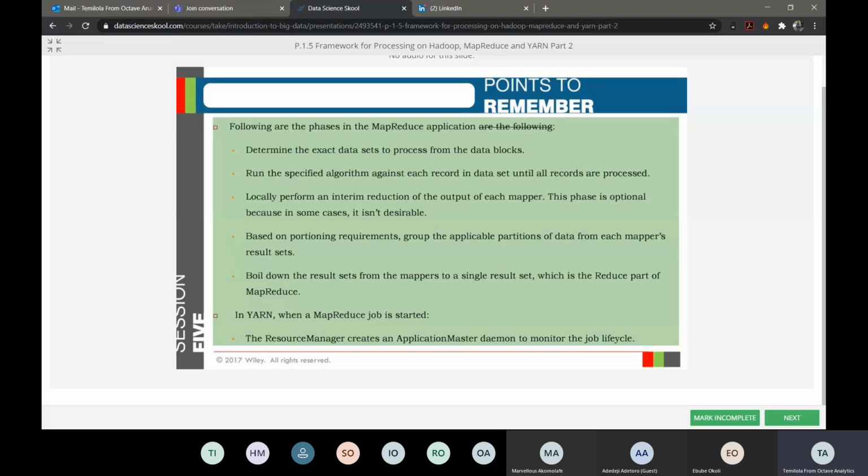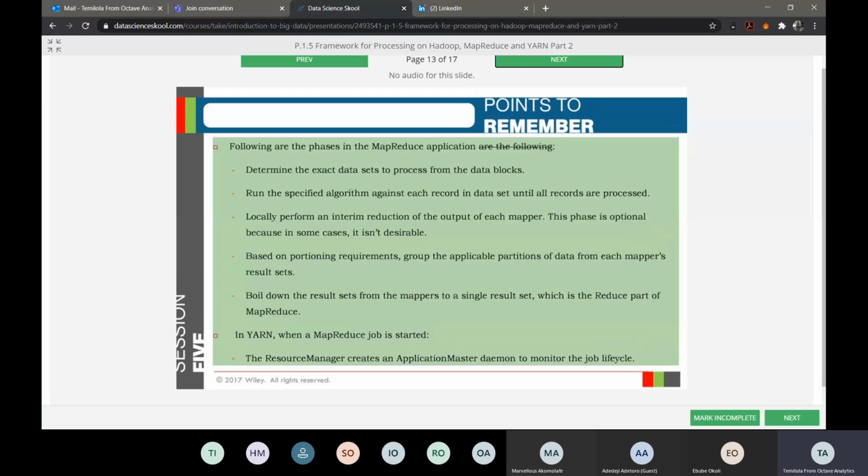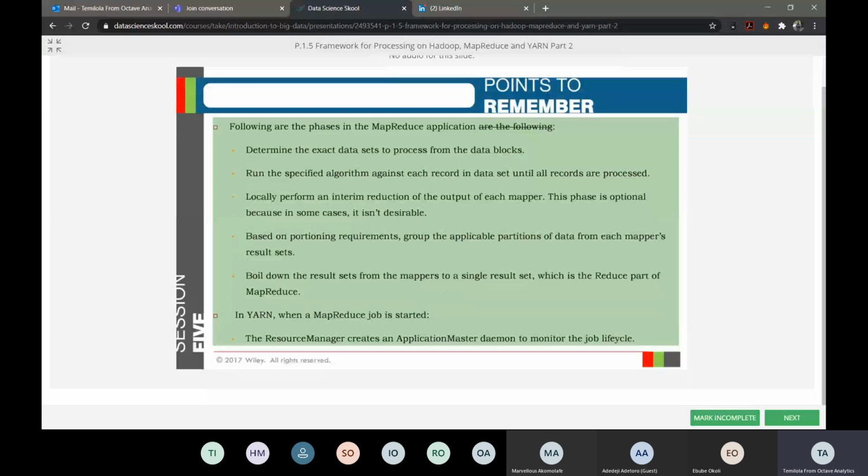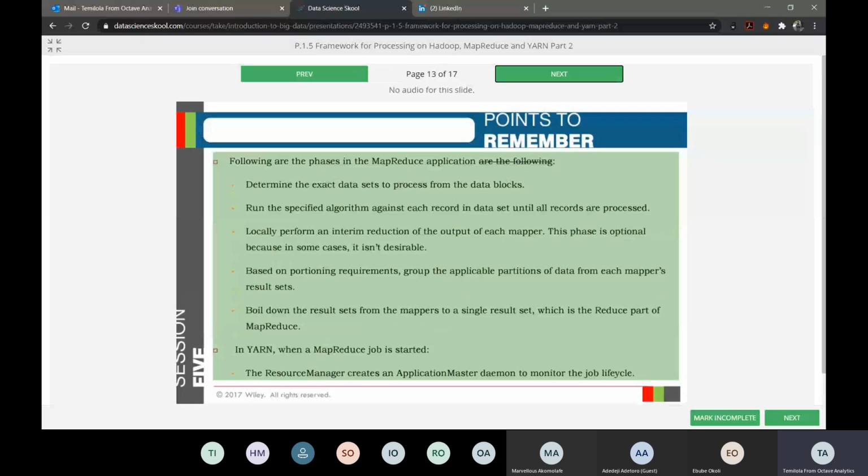Like I said, remember when I was telling you that the reduce function is optional. As you can see here, it says this phase is optional because in some cases it isn't desirable. Hopefully I'll be able to get you an example, but right now I don't think I can. Then based on partitioning requirements, group the applicable partitions of data from each mapper's result set and boil down the results to give you a single result set, which is the reduced part.